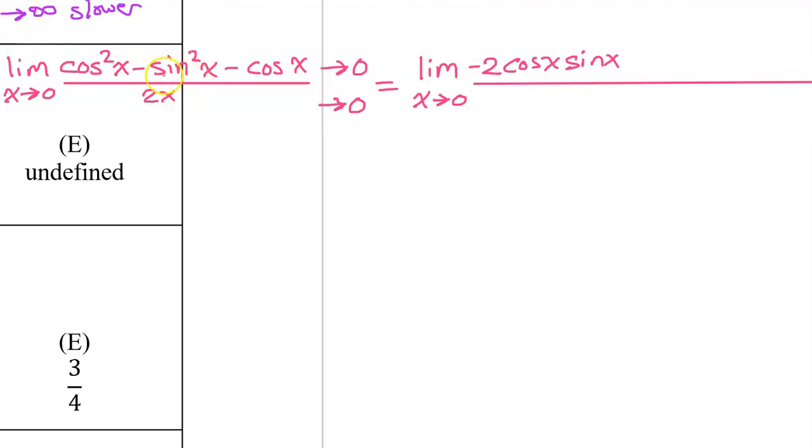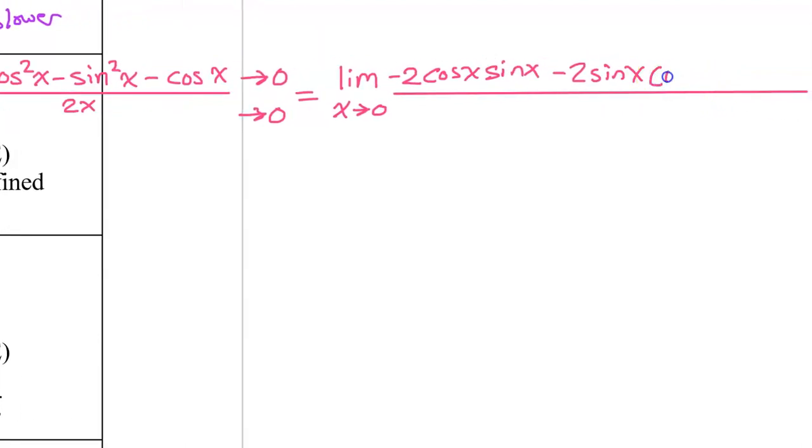Similarly, when I take the derivative of negative sine squared x, the derivative of the outer function puts the 2 in the front, so I have minus 2 sine x. And then the derivative of the inner function, the derivative of sine x is cosine, so I have to multiply by cosine x.